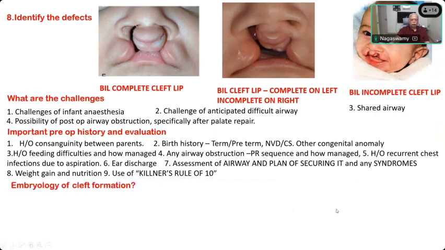Now, what is the embryology of cleft formation? This is a very common question they will ask you. How is this cleft happening? What is the time at which the development of the lip and palate happen in the baby? Usually it starts from the 4th week and goes to the 10th week of gestation, and completes at the 12th week. And then what are all the components or the tissues that make up the lip and palate?